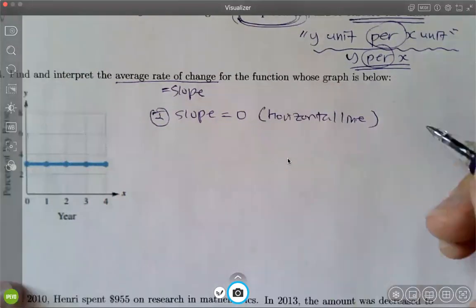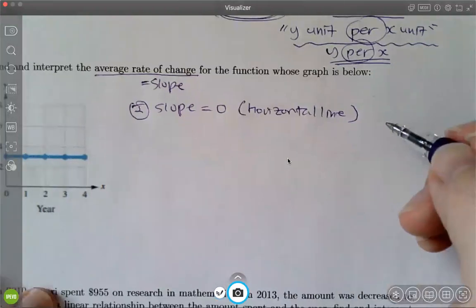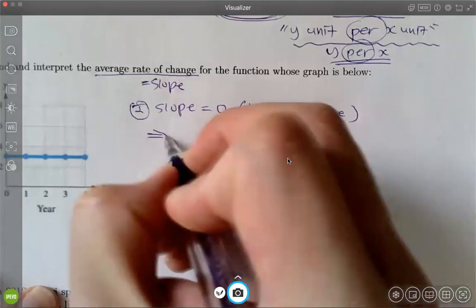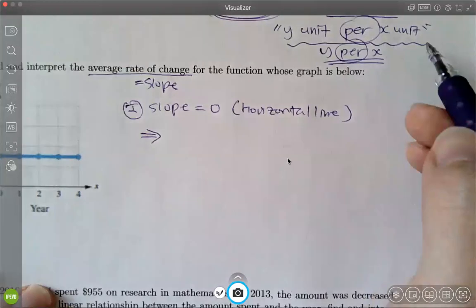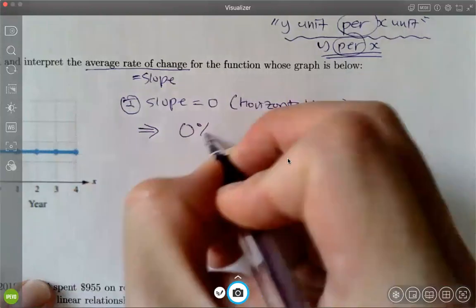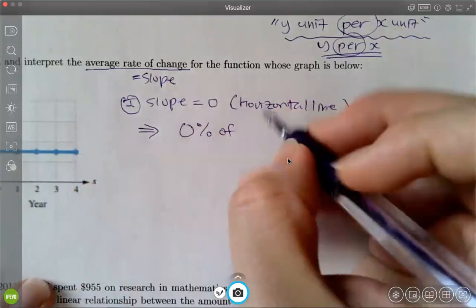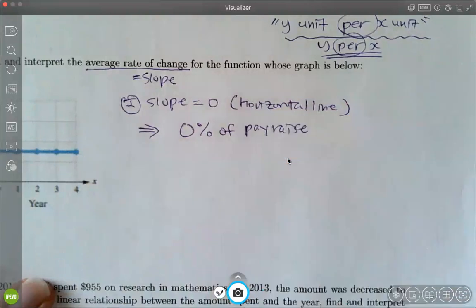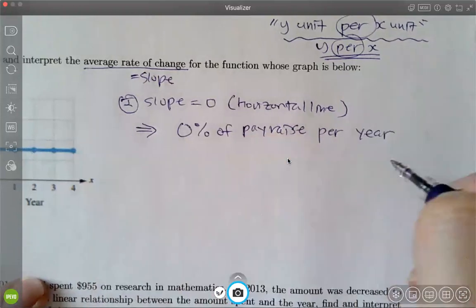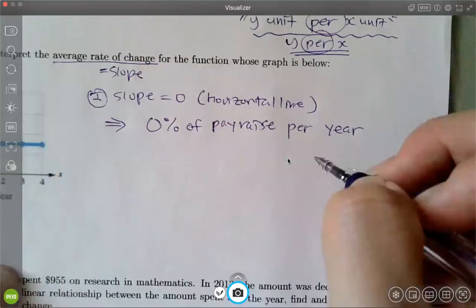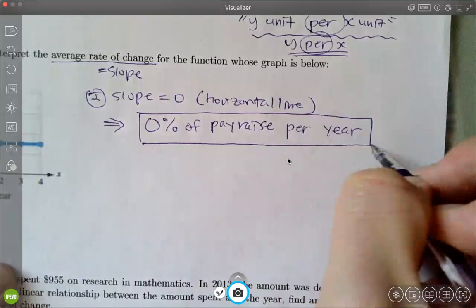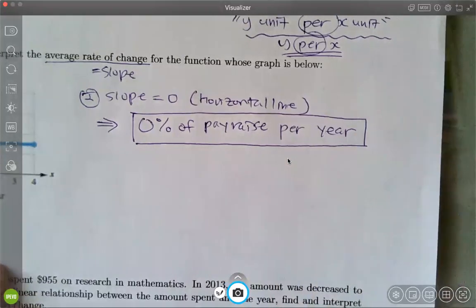Now remember for the average rate of change, it has to have the unit. So what is the unit? It's y unit per x unit, right? And what was the y unit? Percent of pay raise. And then per x unit, which is ER, right? Okay, so the answer is 0% of pay raise per ER. So that's the average rate of change.